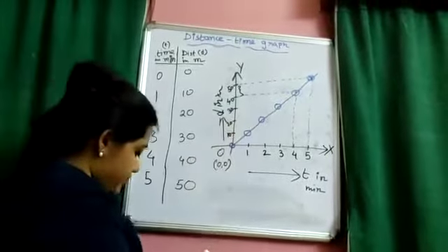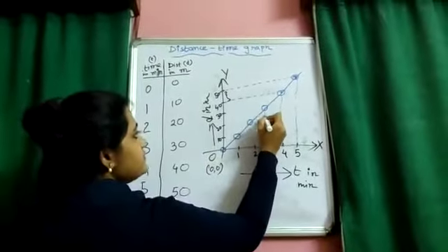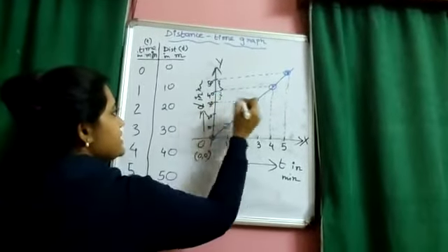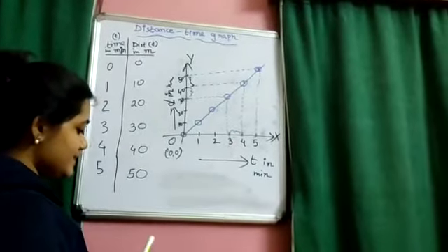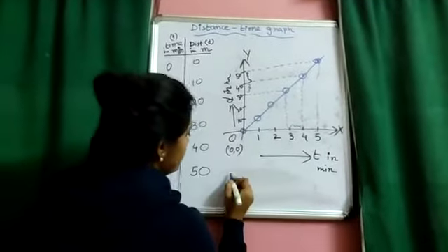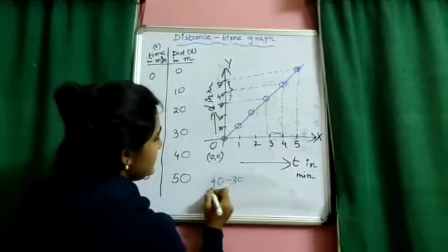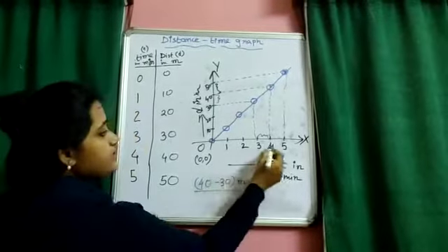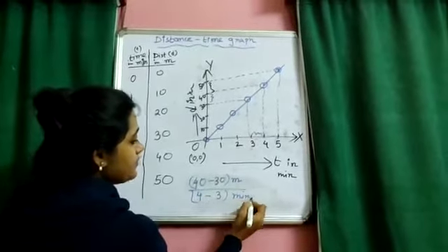I am checking, suppose, for this much time interval. So this much time they have taken. Okay, so the distance they have covered. So the distance they have covered is 40 minus 30.